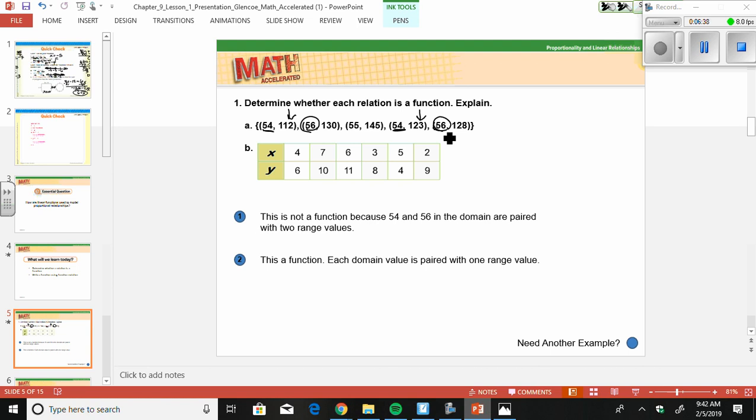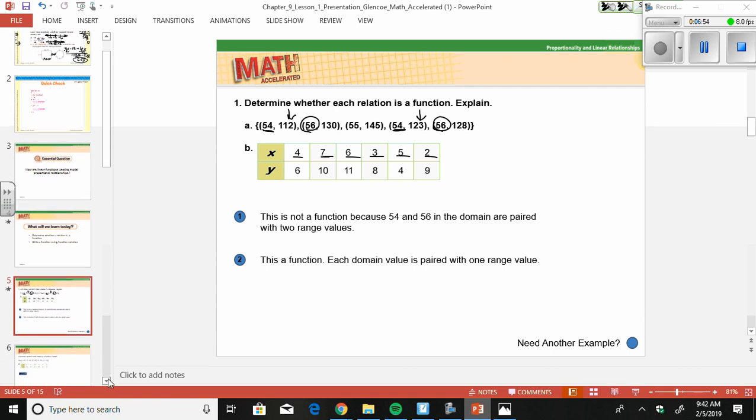On B, we have 4. Any more 4s? No. 7. Any more 7s? No. 6. Any more 6s? No. Any more 3s? Any more 5s? Any more 2s? So this is a function because each domain value is only used one time and paired with one number.